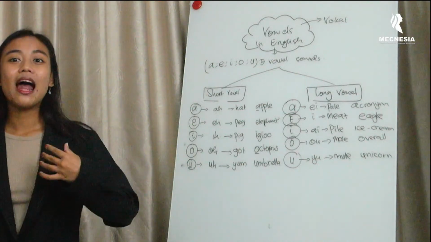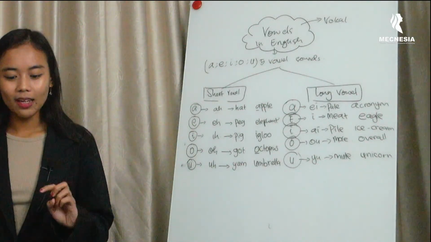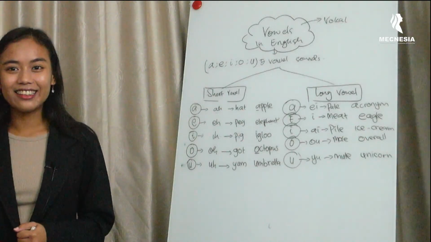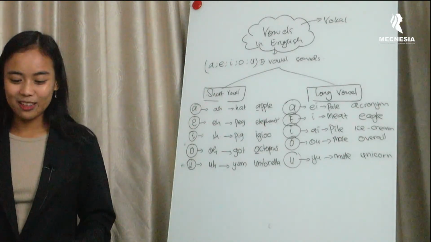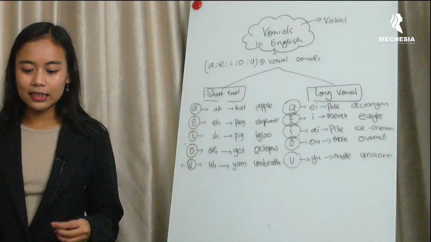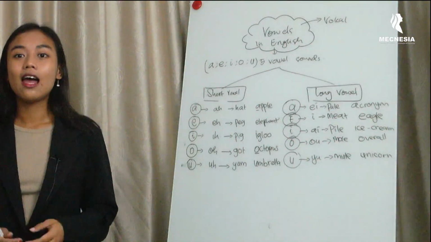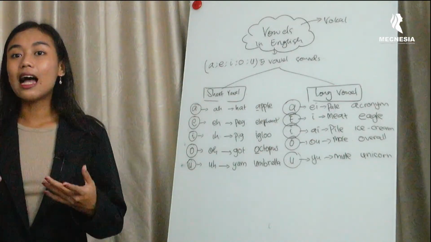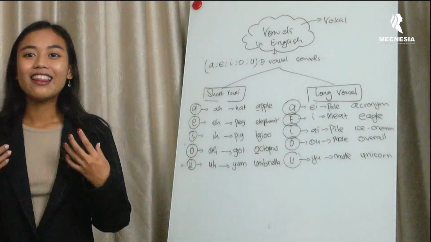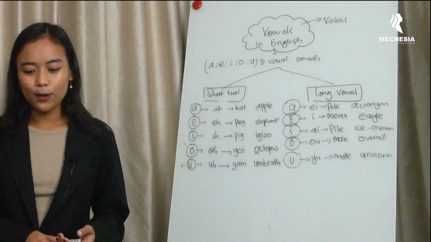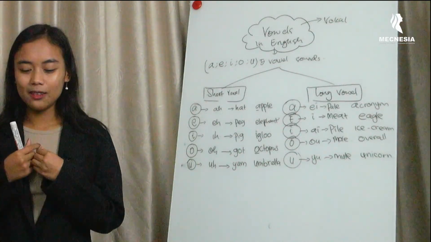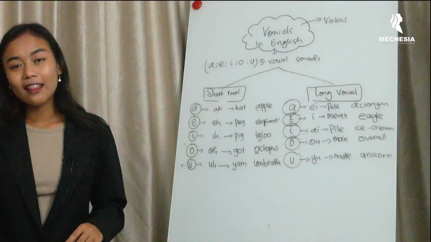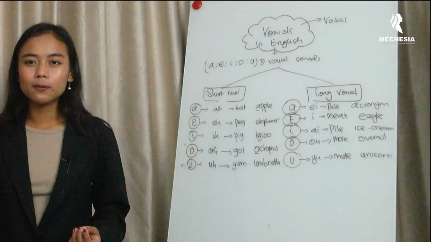One more time, tie. Next is lie. The next one is tired. Bukan tired, but tired. So, tie means dasi, lie means berbohong, tired means capek.